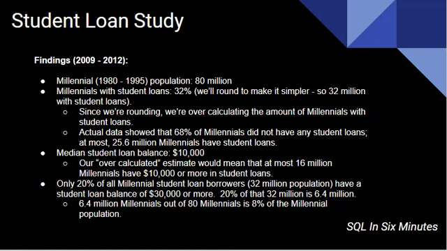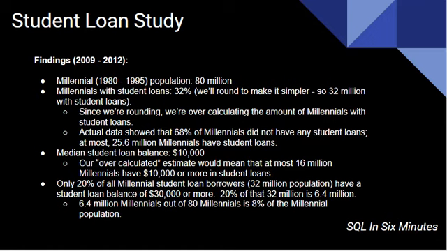So what was the median balance? Now remember, we've rounded up to that 32 million. The median balance of these 32 million millennials with student loans was $10,000. Okay, so even our over-calculated estimate would mean that at most 16 million millennials have $10,000 or more in student loans in this time frame.